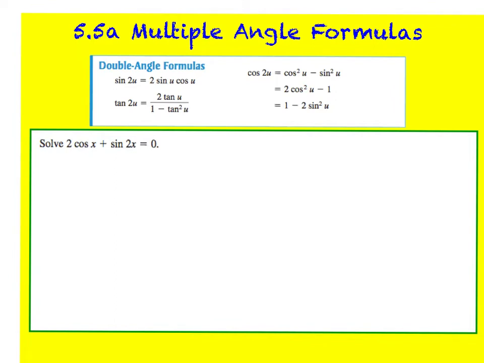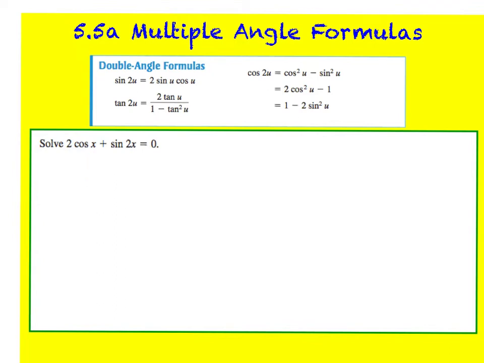All right, so let's look at this first one. We have 2 cosine x plus sine of 2x is equal to 0, and I need to solve for when that's a solution. So what's wrong with it right now? There's a double angle. Exactly. There's a 2x and there's an x.